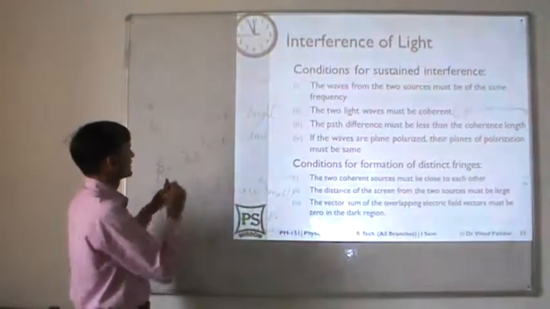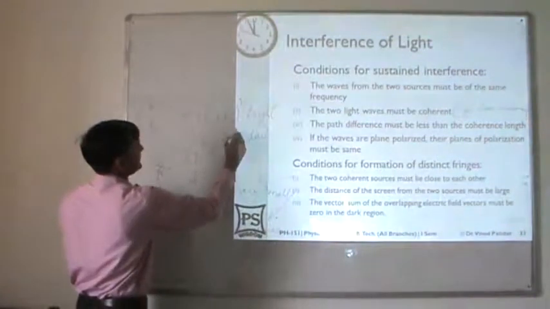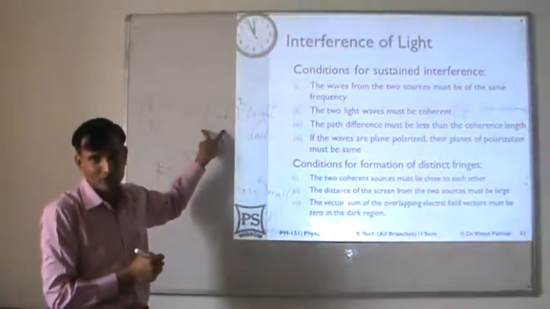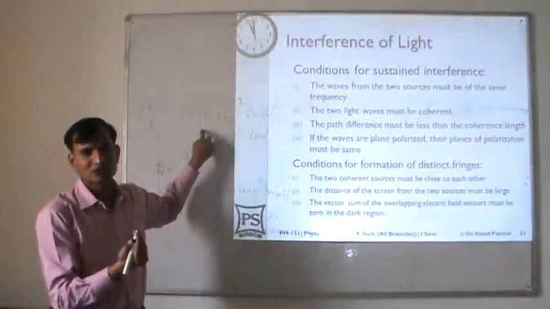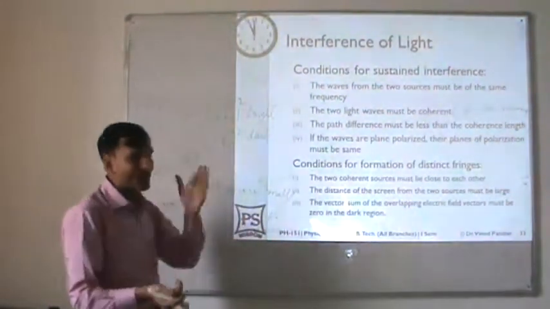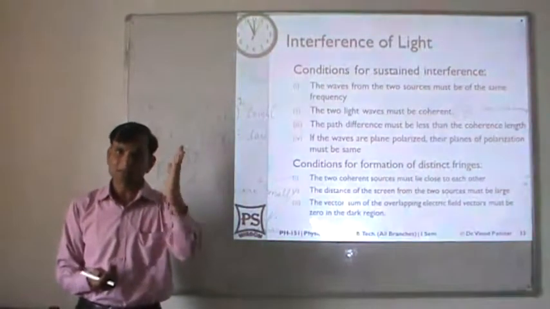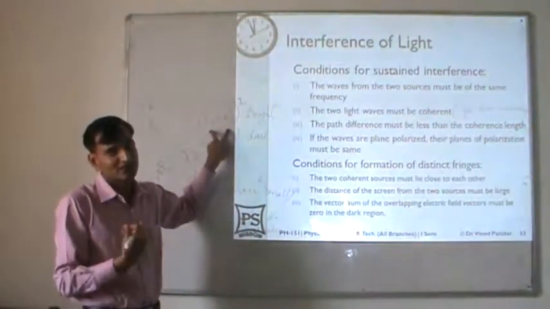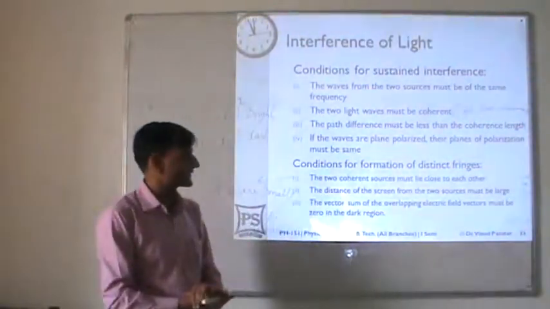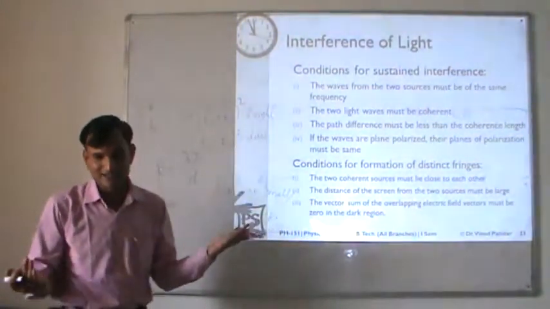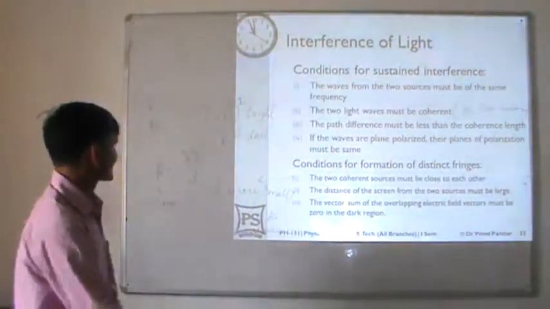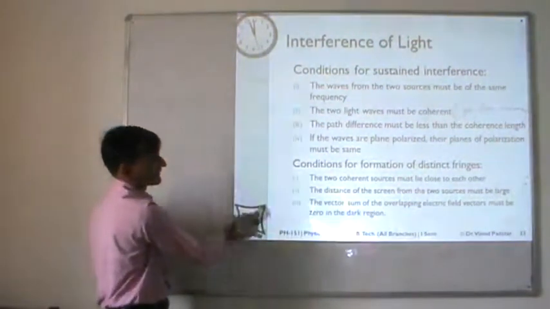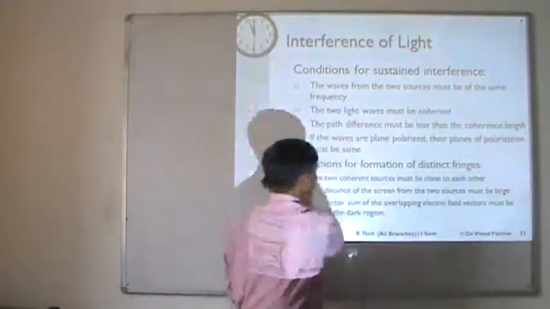So if I say intensity, then this is square and this is square. So 0 square would be 0. So it is always very good if I consider two coherent sources of the same amplitude, or if that is not possible, nearly the same amplitude, so the pattern would be clearly visible, because the minimum possible value for dark is 0. So if you have two waves of the same amplitude, the minimum would be 0 intensity and then the maximum. So the vector sum of the overlapping electric field vectors must be 0 in the dark region. Then you will have clear thick fringes and a very distinct fringe pattern on the screen, and you will be able to observe them very clearly.